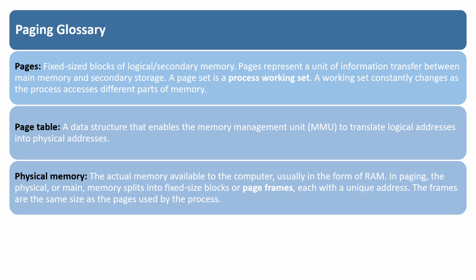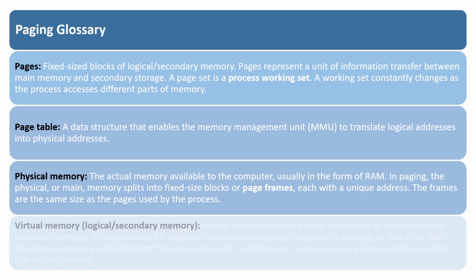And physical memory. What does it mean? It is the actual memory available to the computer in the form of RAM. So that is what physical memory means. And in paging, the physical or main memory splits into fixed size blocks, or page frames, each with a unique address. The frames are the same size as the pages used by the process.